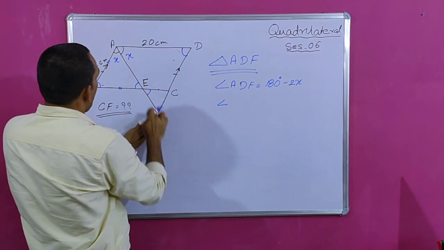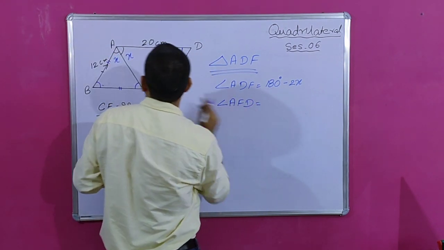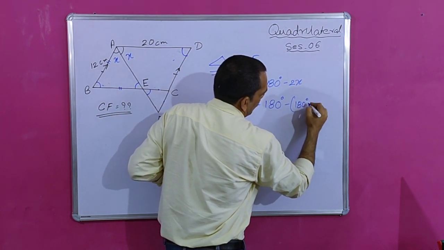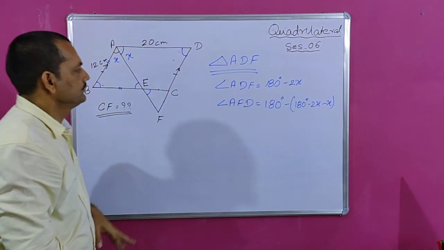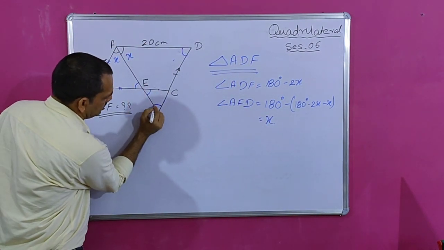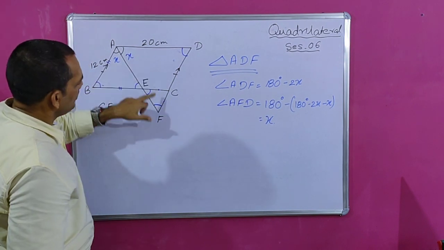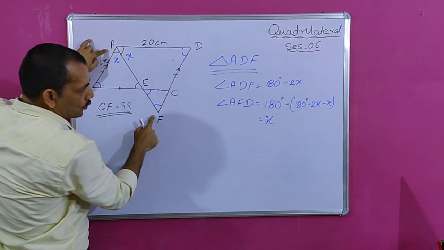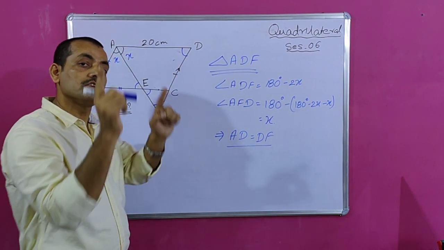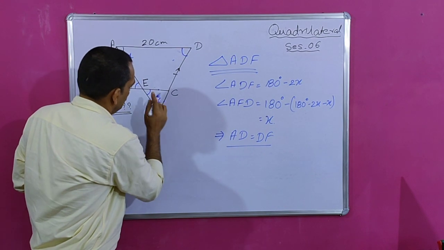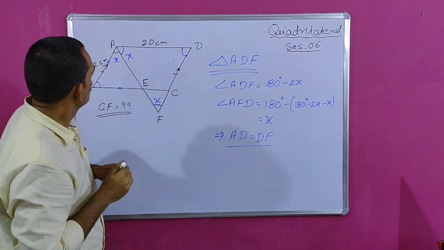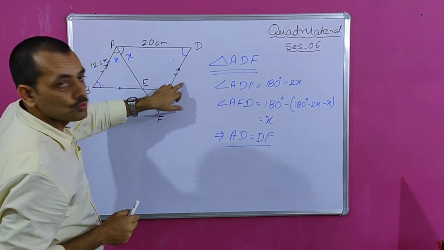So angle DFA or angle AFD will be equal to 180 minus 2x minus x, which will reduce down to x. This one. The moment these two are x, AD is equal to DF. As a result, AD equals DF from isosceles triangle. Base angles are the same. These are from the previous method, not from the current one. So these two angles are the same, so automatically these two sides are the same.